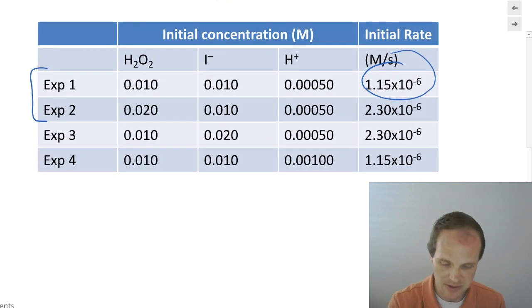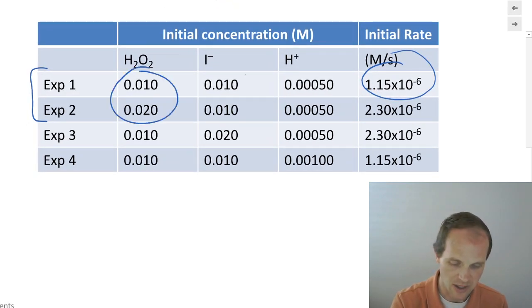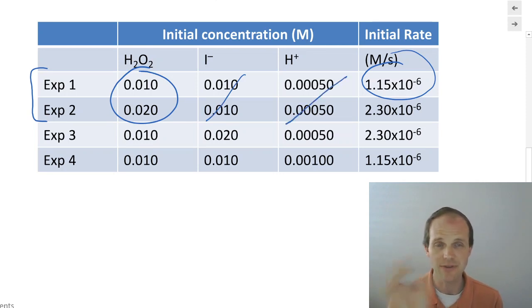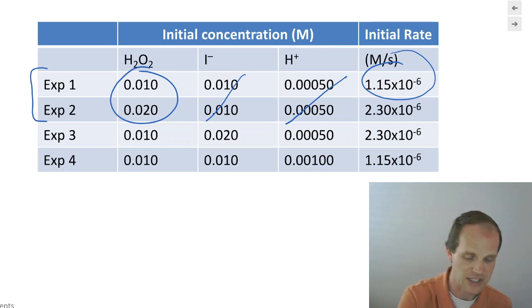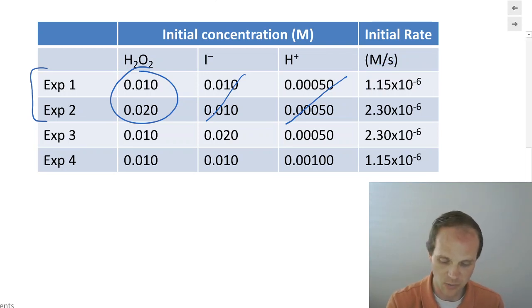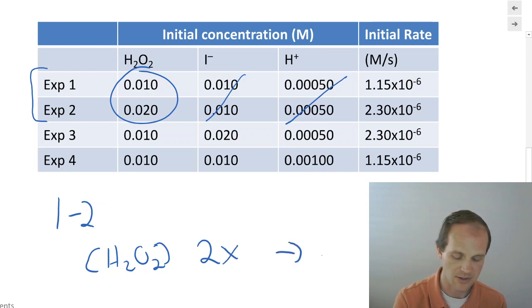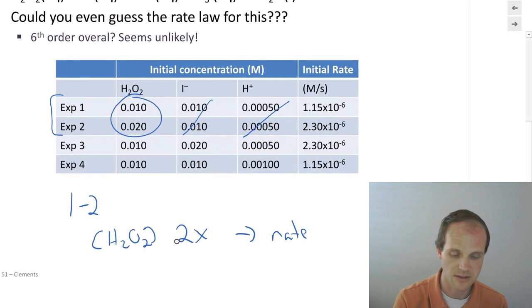And from experiment 1 to experiment 2, our H2O2 changed. Our I minus didn't change, and our H plus didn't change. So since they didn't change, whatever contribution they make to the rate is going to be the same in both experiments. So the only thing that changed is H2O2. So the hydrogen peroxide concentration changing is the thing that's going to cause the rate to change. So what do we do? We look from experiment 1 to 2. We took the concentration of H2O2, and we went 2x, and the rate also went, what did it do?